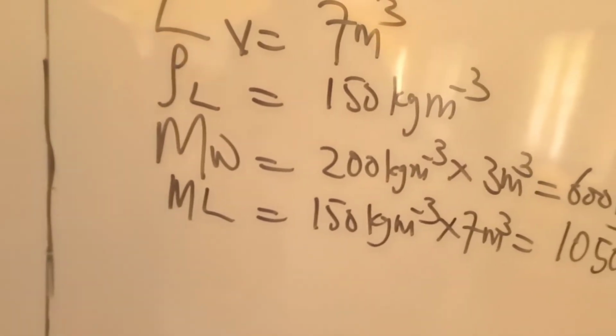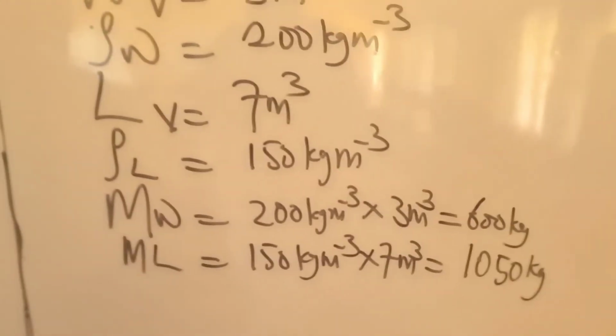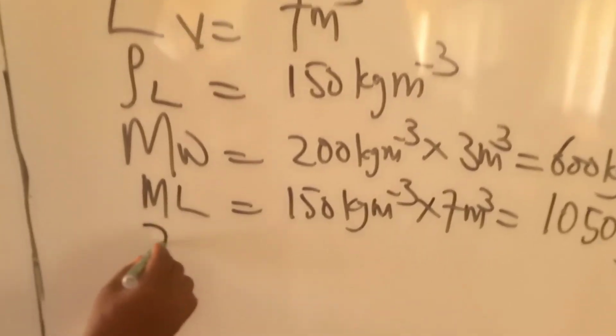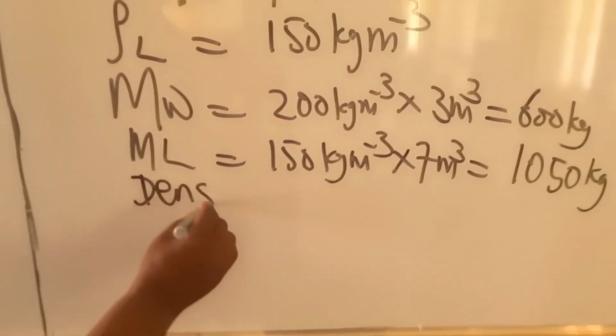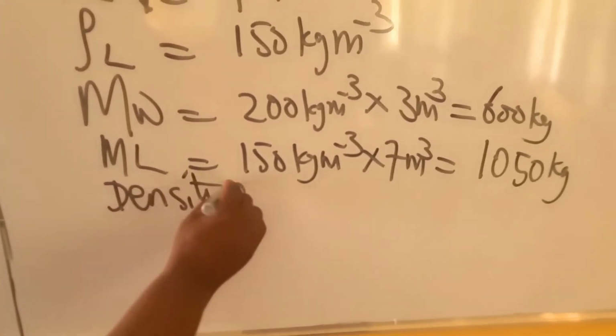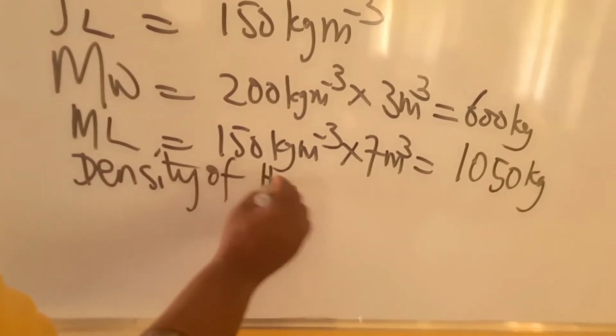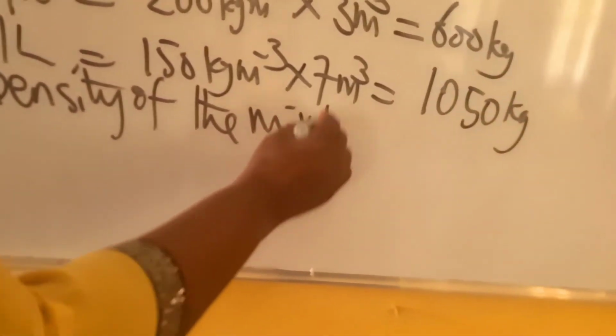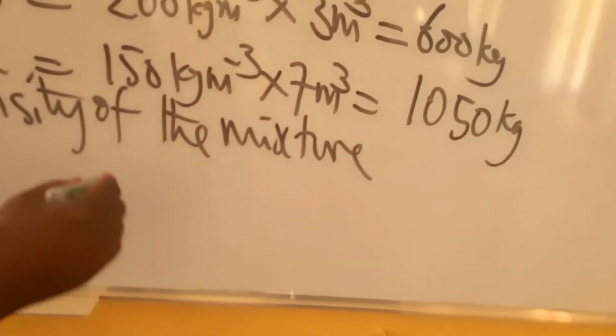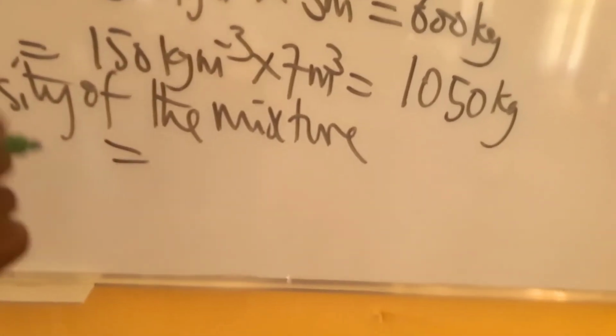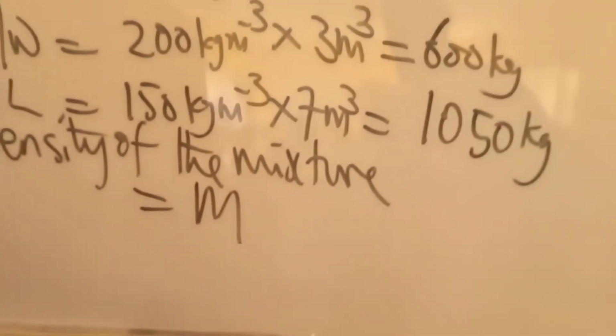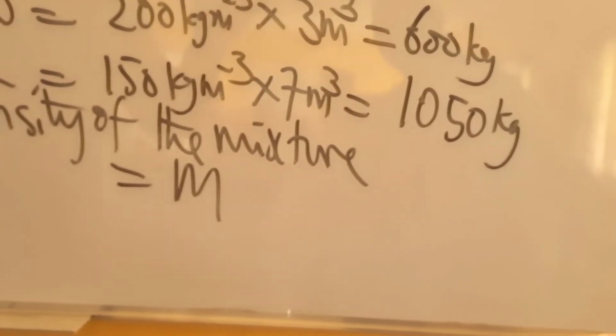Now, density of the mixture. To find the density of the mixture, we now say that it will be mass. Remember, density is mass all over volume.